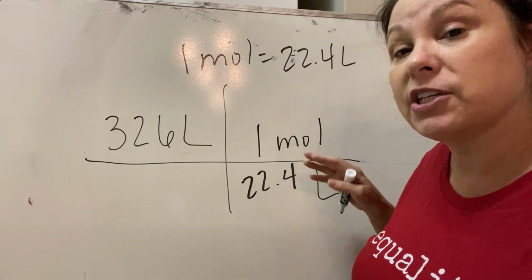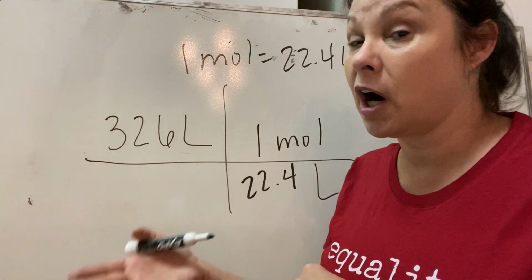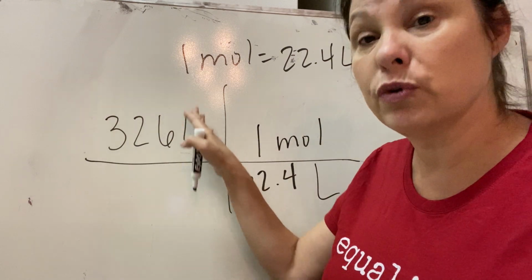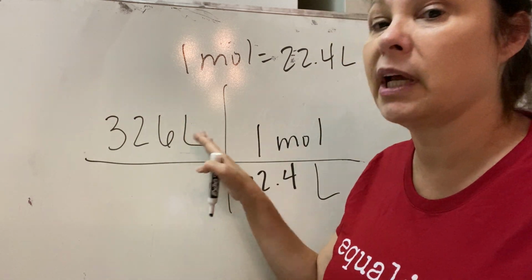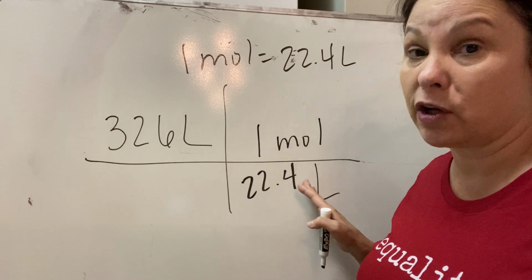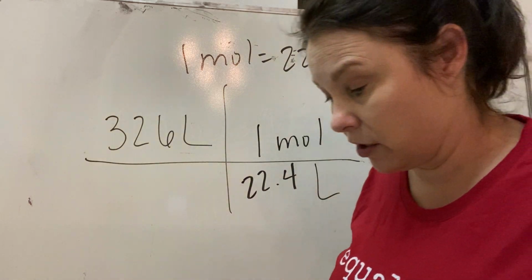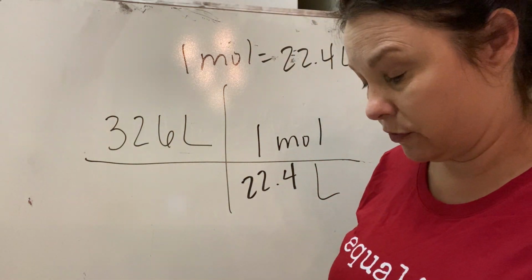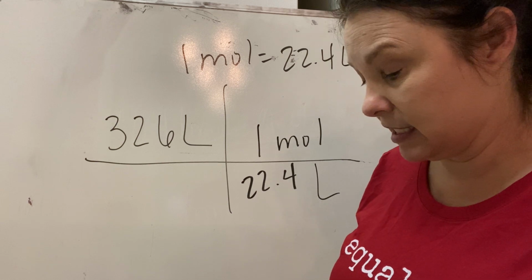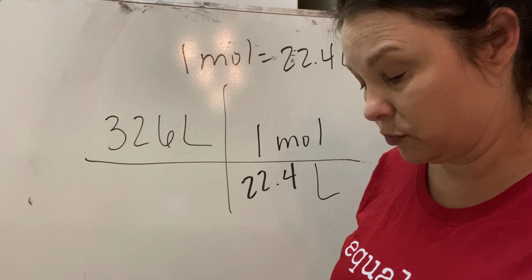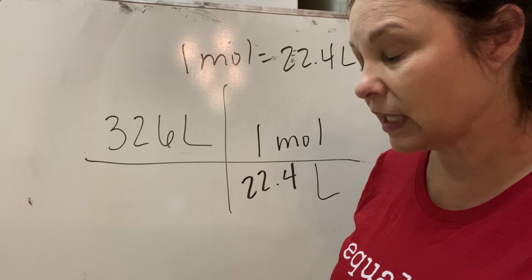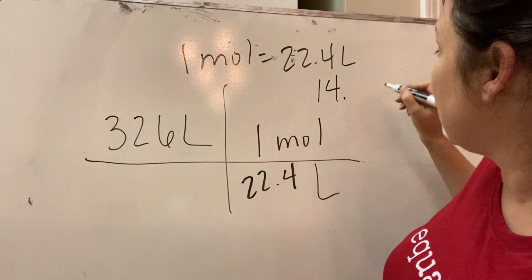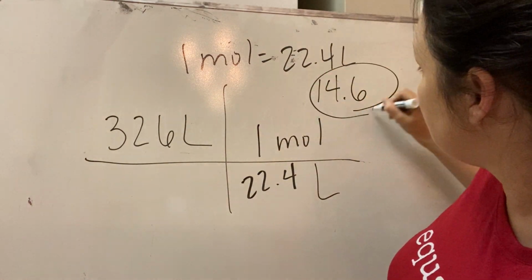So remember, it's not that something always goes on the top or something always goes on the bottom. It's totally decided by the unit you start with. Whatever unit you start with is the part of the conversion factor that goes in the denominator. Okay? So to find this answer, I'm going to enter 326 divided by 22.4. And I get 14, and it says 0.55, so I'm going to round that to 14.6 moles.